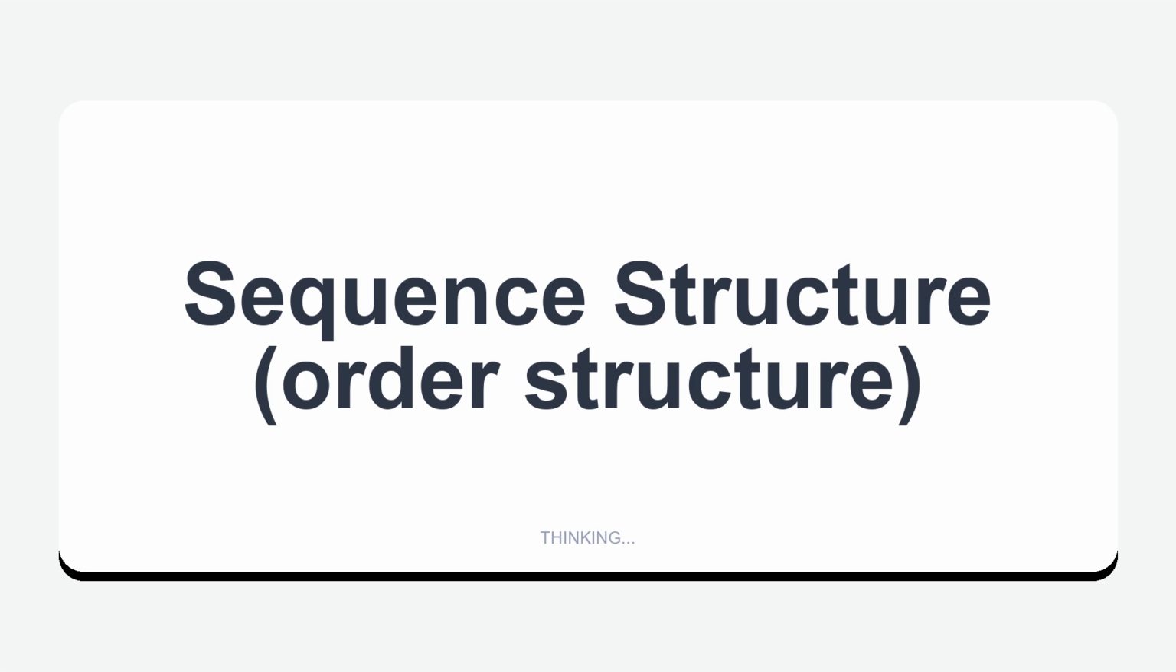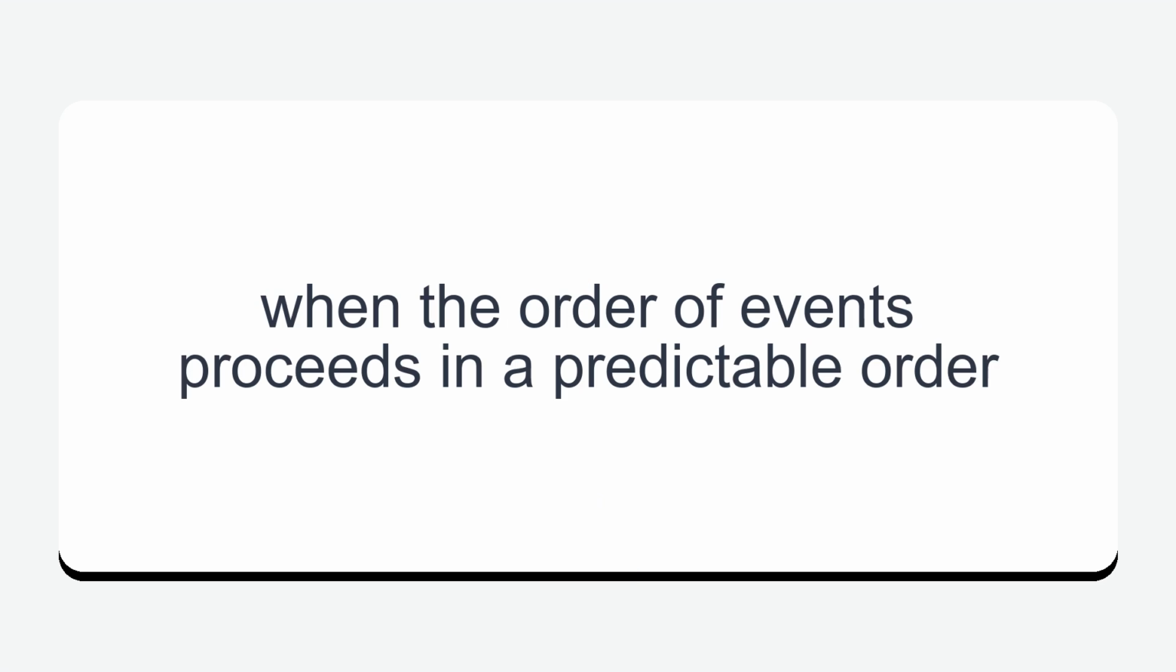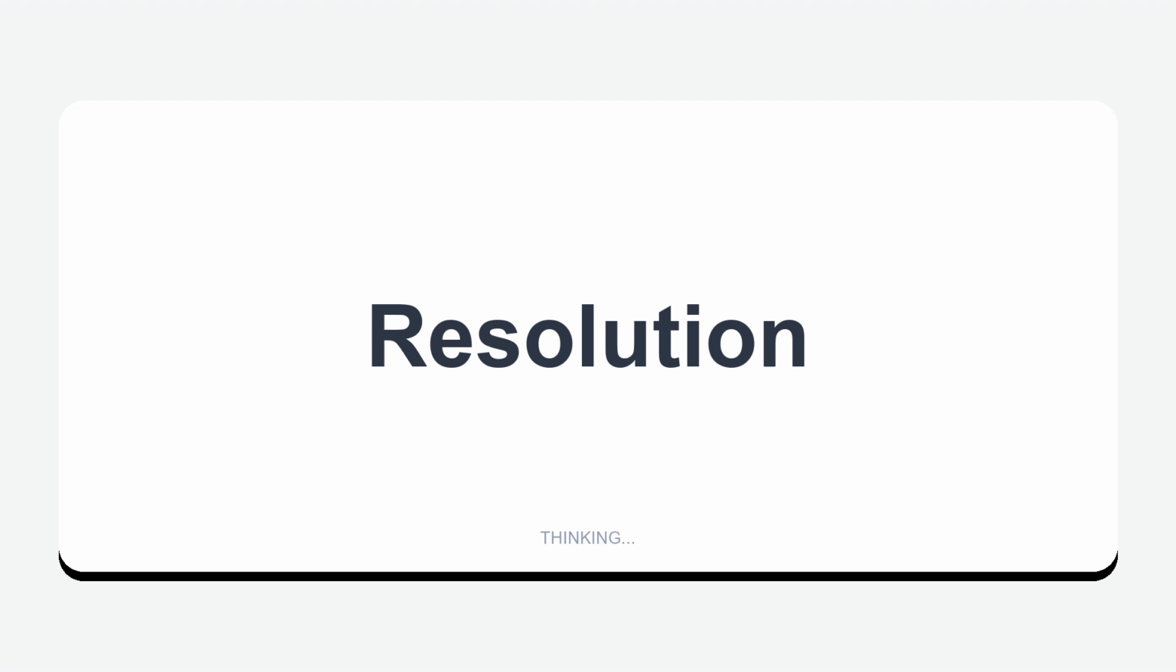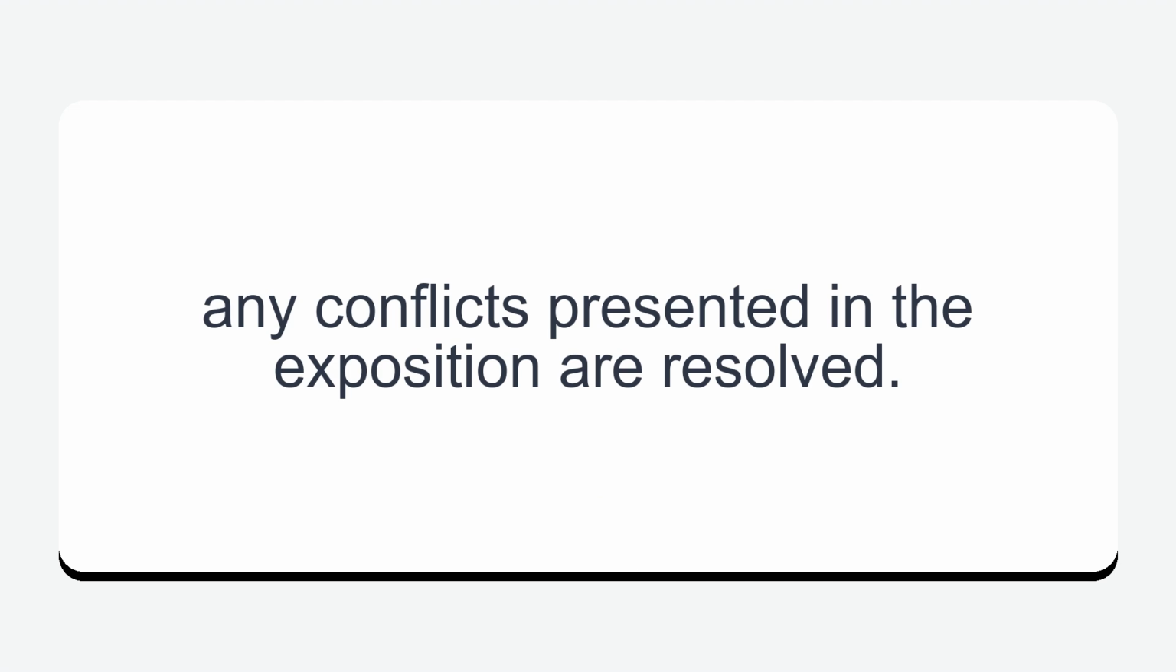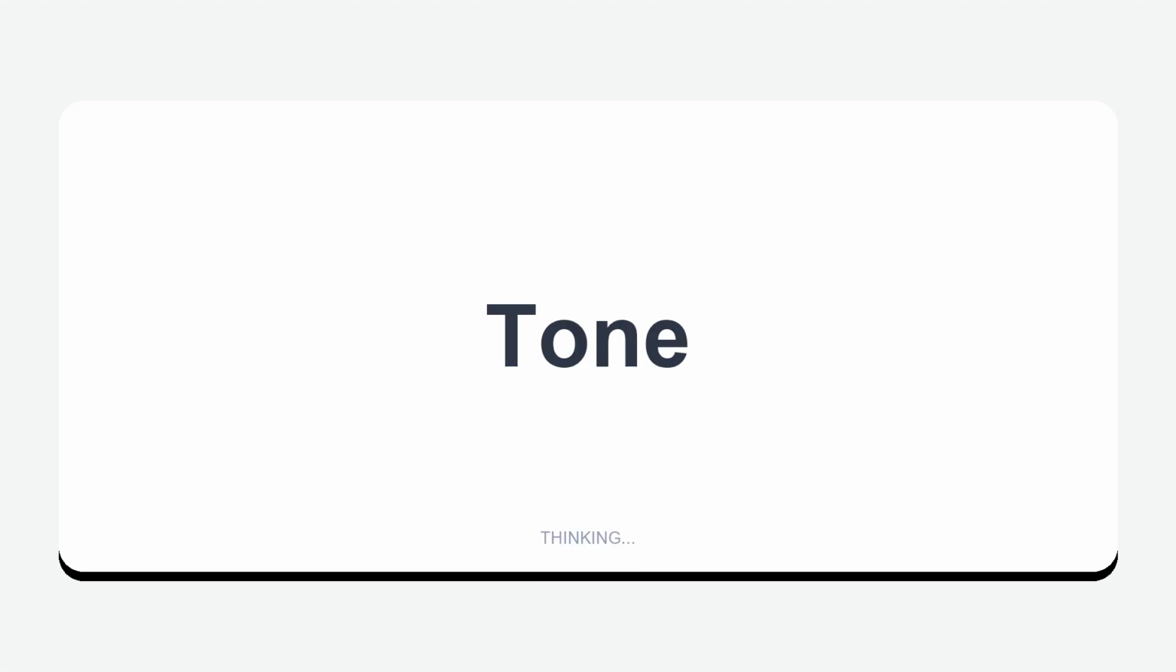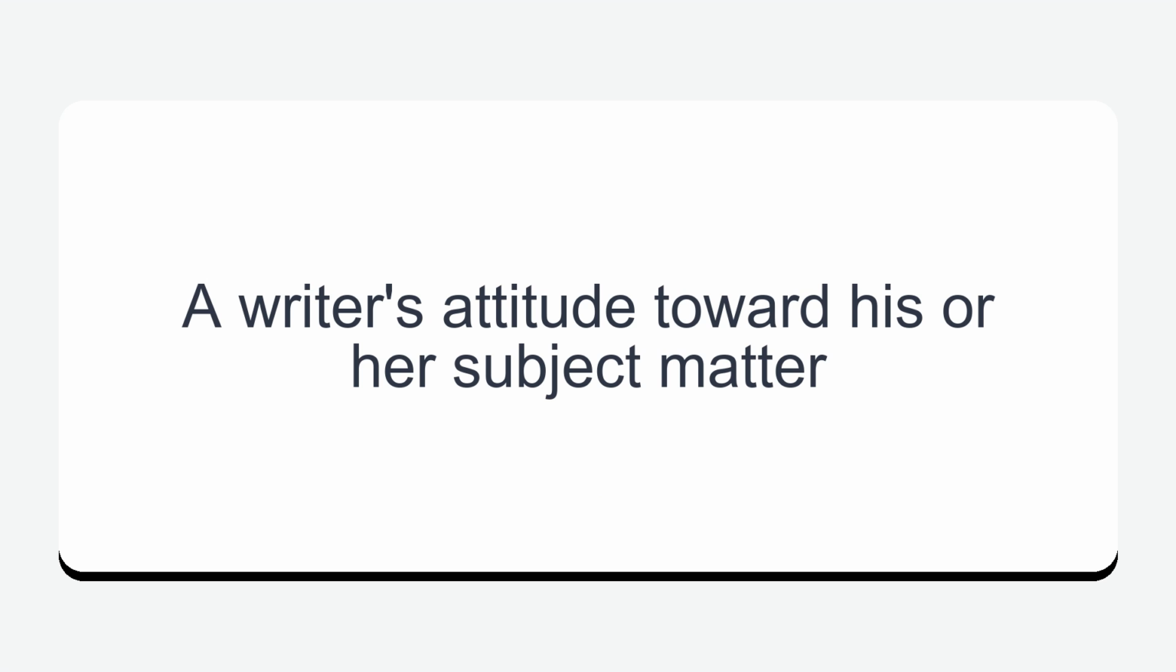Sequence structure, order structure: when the order of events proceeds in a predictable order. Resolution: any conflicts presented in the exposition are resolved. Tone: a writer's attitude toward his or her subject matter.